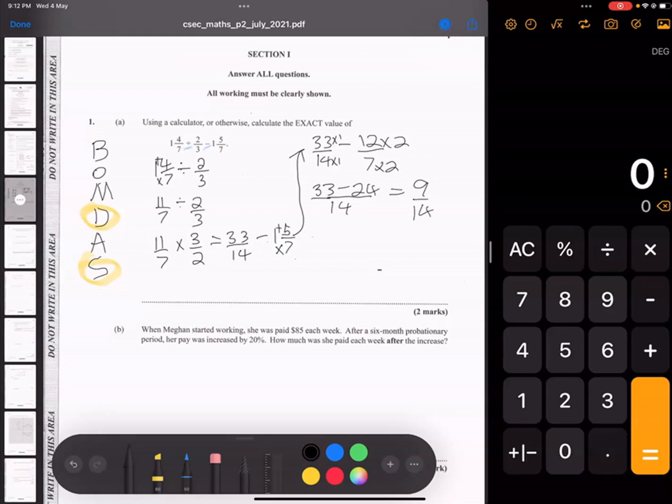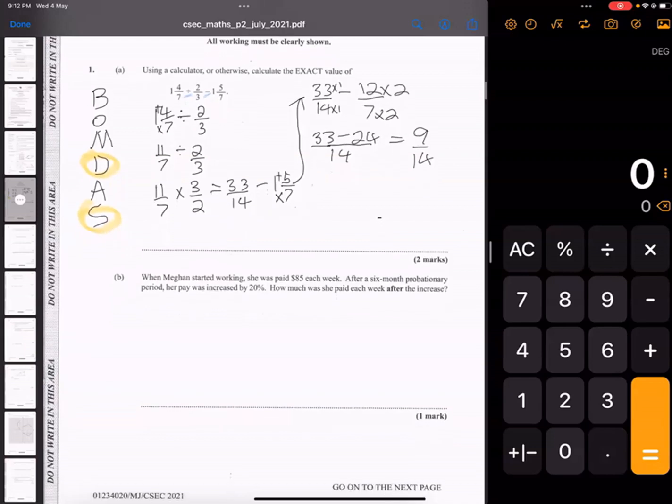So our next question, B. When Megan started working, she was paid $85 each week. After a 6-month probationary period, her pay was increased by 20%. How much was she paid each week after the increase? So now we're going to see how much Megan is being paid after her well-deserved increase. The increase is by 20% of what she was being paid, $85 per week.